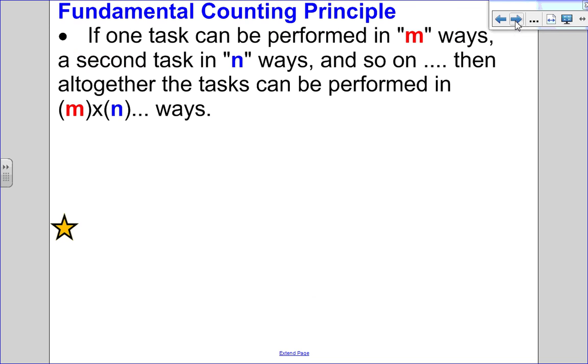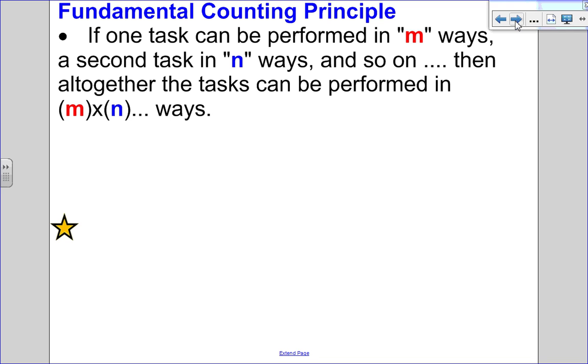I can do that using what's called the fundamental counting principle. The fundamental counting principle says if one task can be performed m ways and a second one n ways, then altogether there are m times n ways of that task being able to be performed.